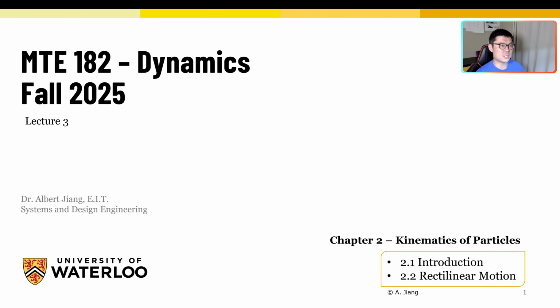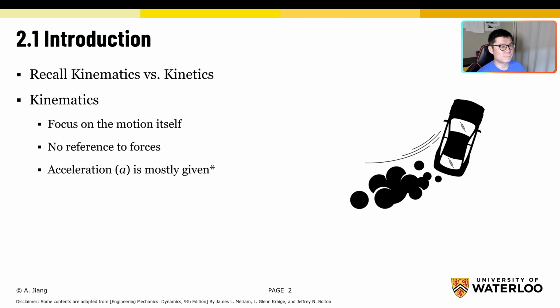We will start chapter 2 in this video with the rectilinear motion. Recall the difference between kinematics and kinetics we talked about. Kinematics focus on the motion itself, and at this point we do not care why the object ended up moving. Since there is no reference made to forces, at this stage acceleration is mostly given, either as a straightforward value or a function of time or distance.